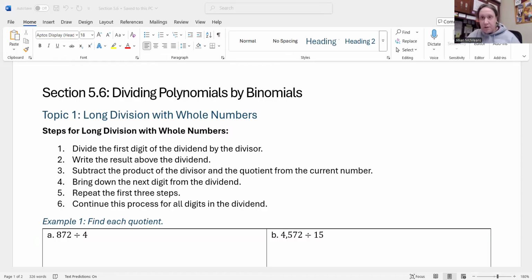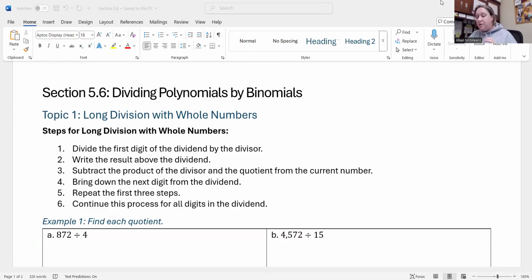Our focus is going to shift a little bit. We're still talking division, okay, but now we're going to be dividing polynomials by binomials. It's nobody's favorite thing. It's not necessarily difficult to do. It's a little messy, so you have to be really neat and organized. You've got to watch your signs. That's going to be a big thing.